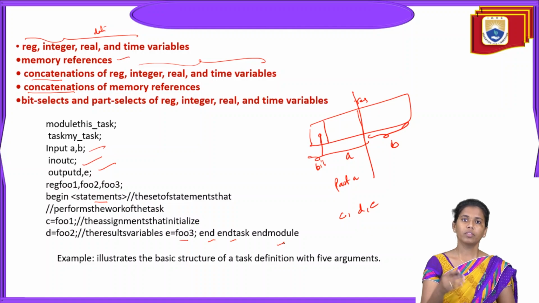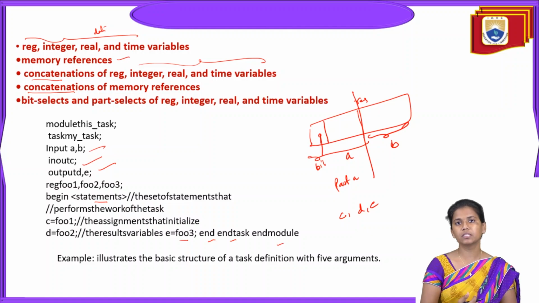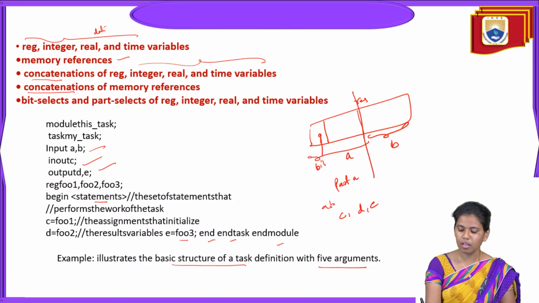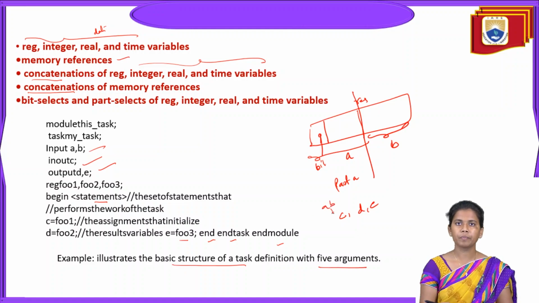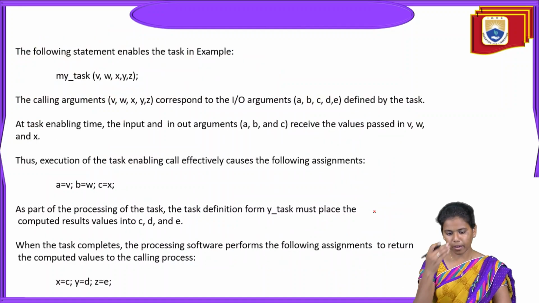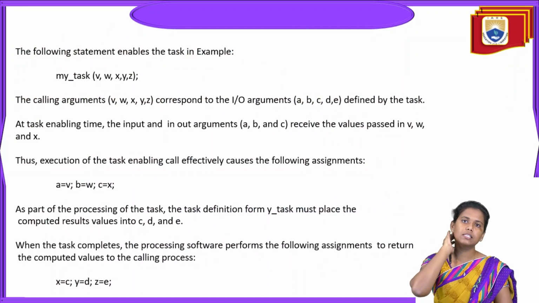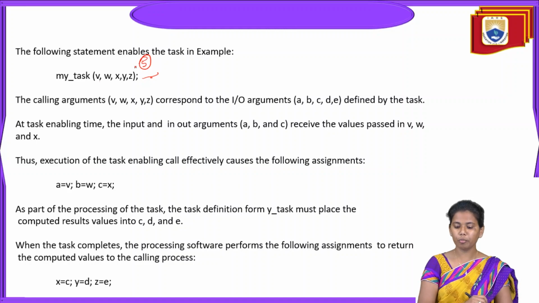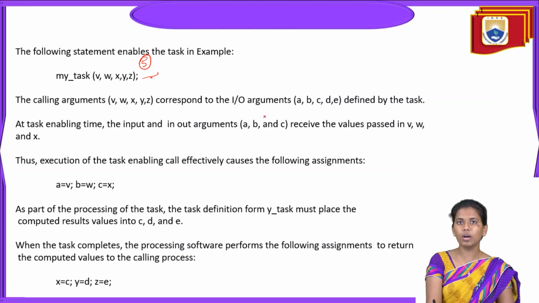So here is how the segregation of all the numbers has been made between the different parameters. The basic structure of a task definition with 5 arguments. Here are the 5 arguments A, B, C, D, E. So how are we dividing? A and B are inputs and C, D are outputs, like that. Then the following syntax enables the task in the example. So here my task has these arguments A, B, C, D, E. Totally 5 arguments we have, and they correspond to IO arguments.